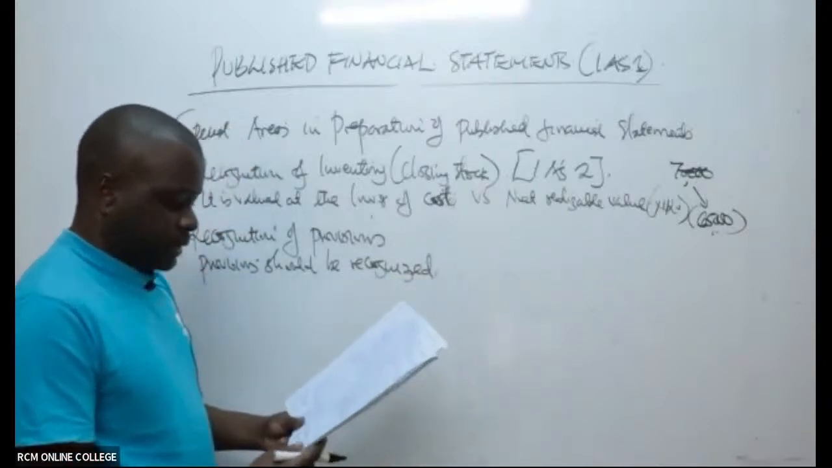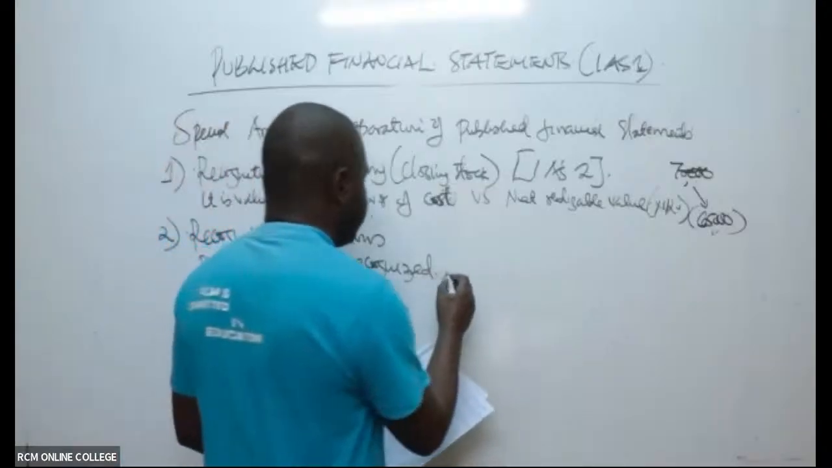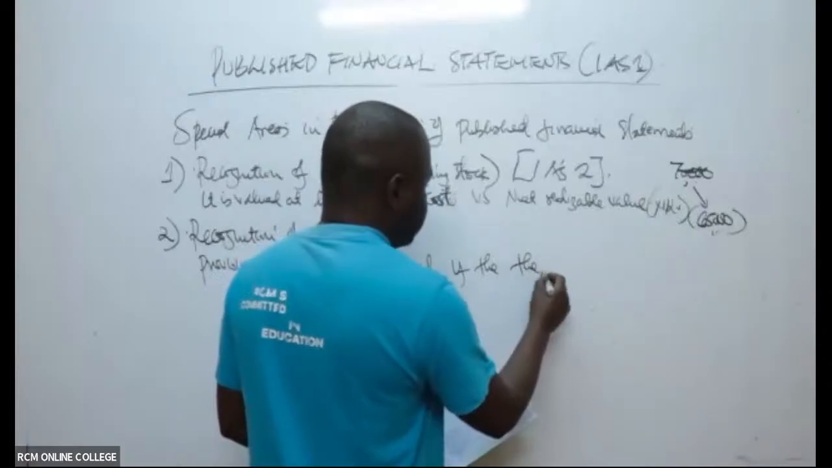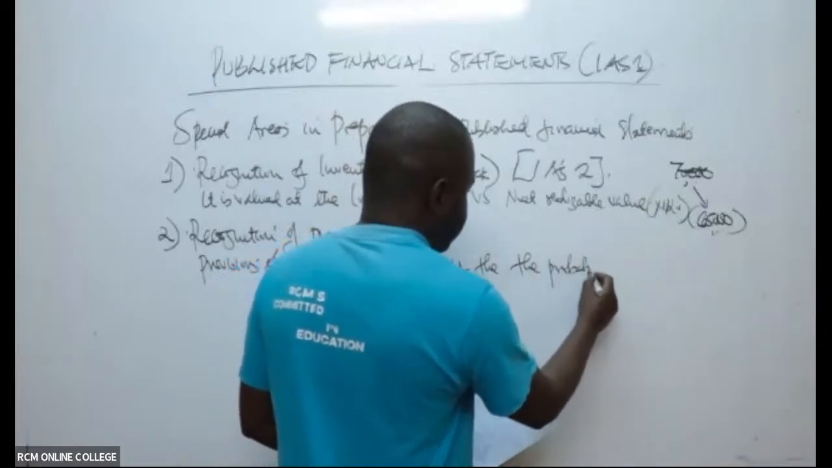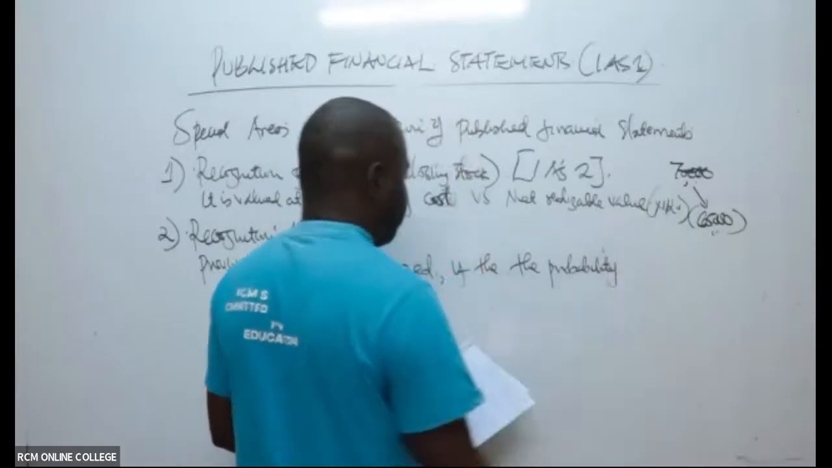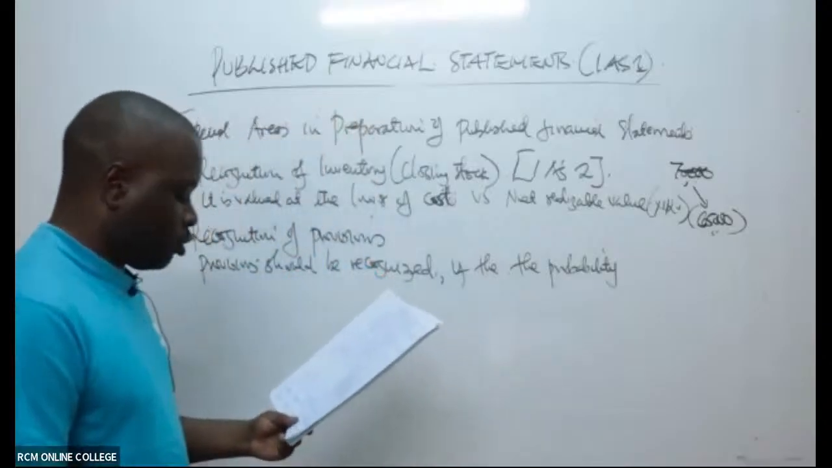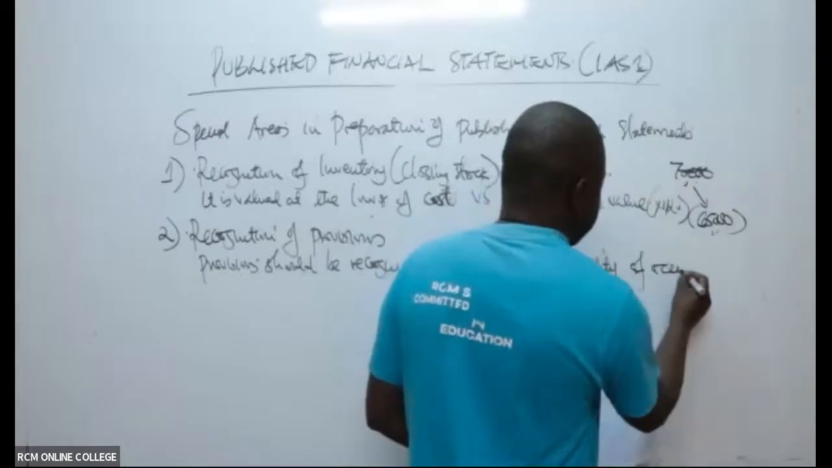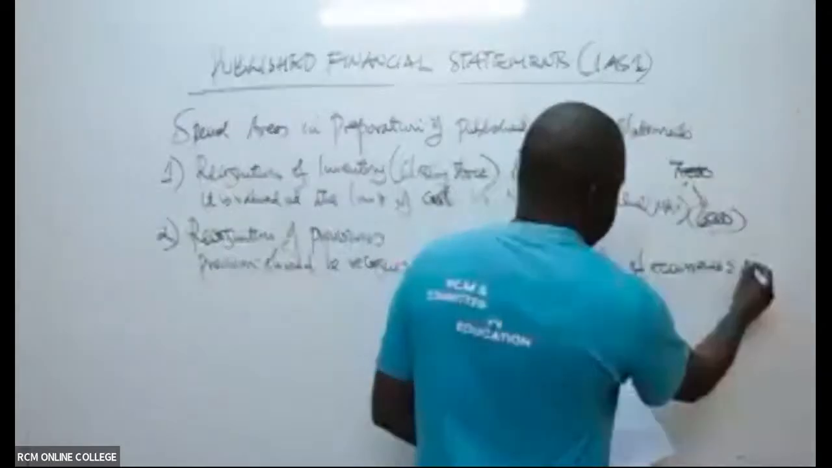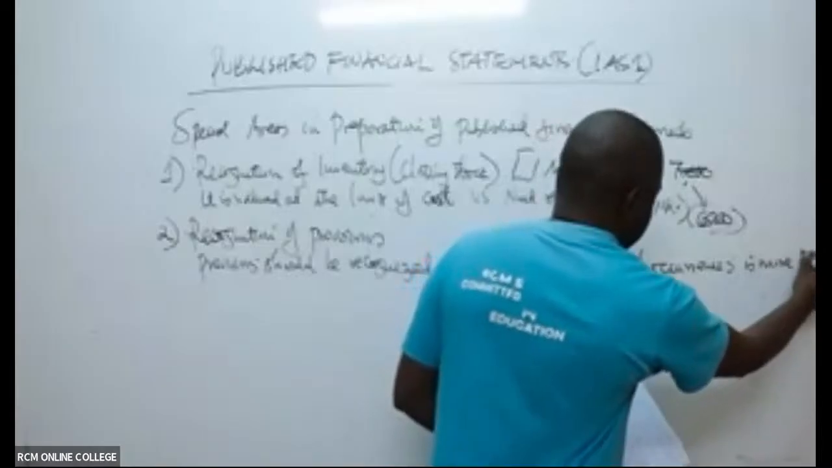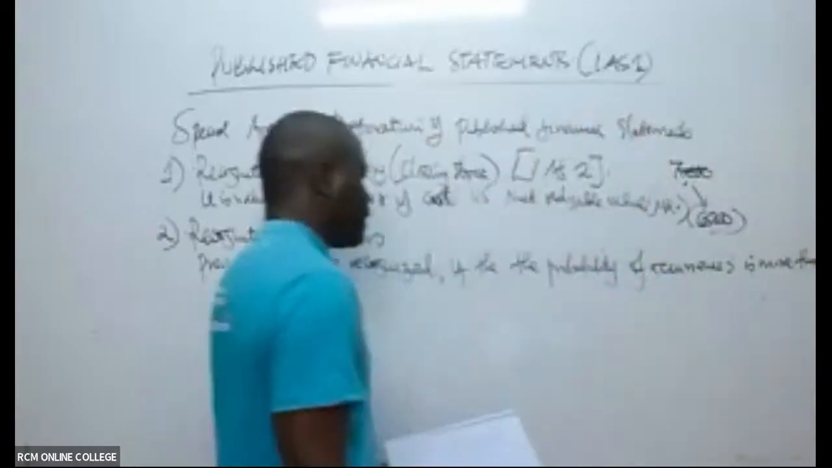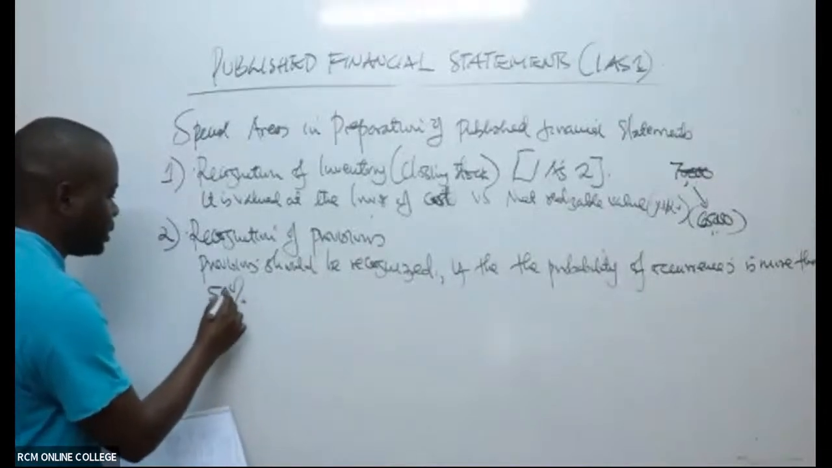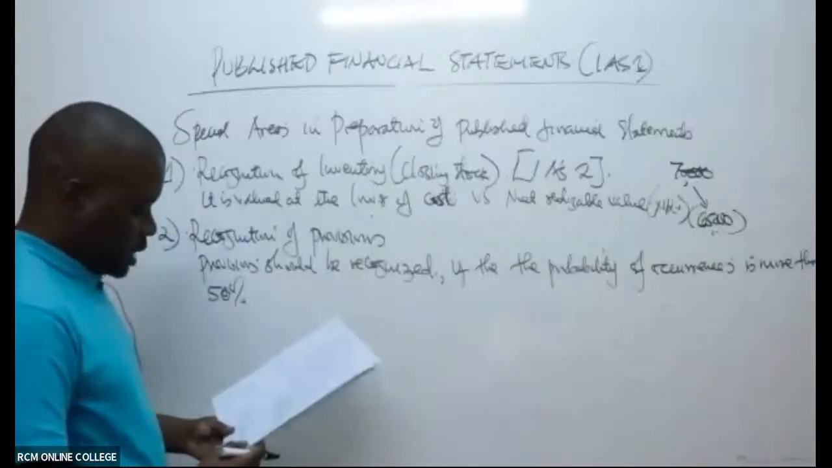Provisions should be recognized if the probability of occurrence is very high, if the probability of occurrence is more than 50%.